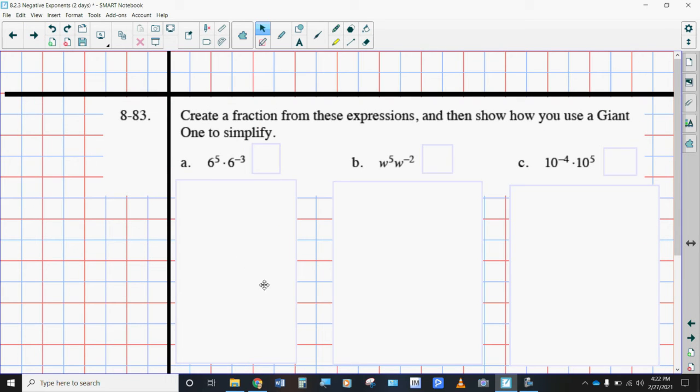All right. Now, we are going to start working with some basic multiplication. We're going to simplify expressions that employ the product of powers property, right? Same base. We're going to add the exponents together, correct? So we're going to use that for negative exponents, but we're also going to show how we can change it to a fraction and use our understanding of giant ones and the quotient of powers property to get to the same answer. So please start by copying these three down.